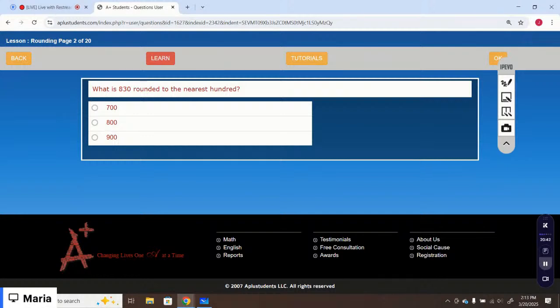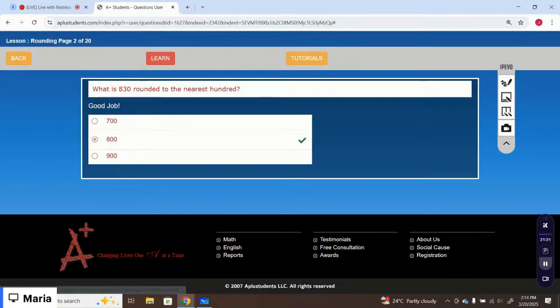What is 830 rounded to the nearest 100? 830 is rounded to 800. Option number 2 is the correct option.